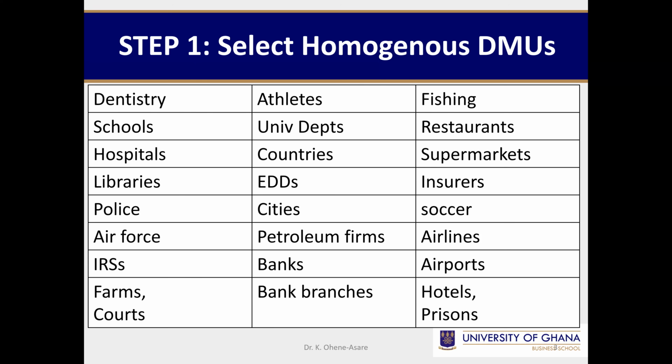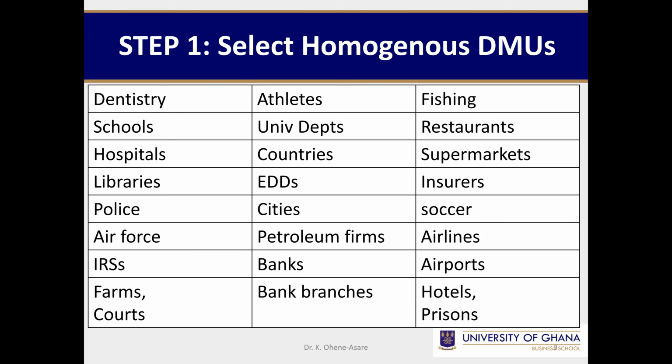That's what we call decision-making units. So instead of firms, many times you'll be hearing DMUs, decision-making units. They are similar. That's the homogeneous part. They are similar in the sense that they use similar inputs to produce similar outputs. So take, for example, athletes. Athletes will be using similar inputs to produce similar outputs. If you take, for example, the Air Force, all of them are likely to use similar inputs to produce similar outputs.